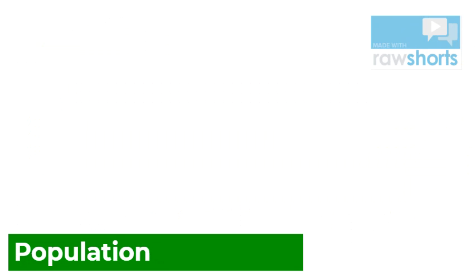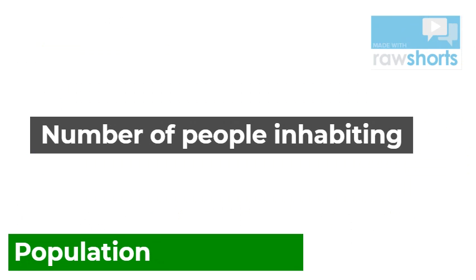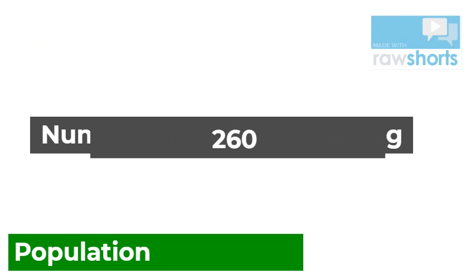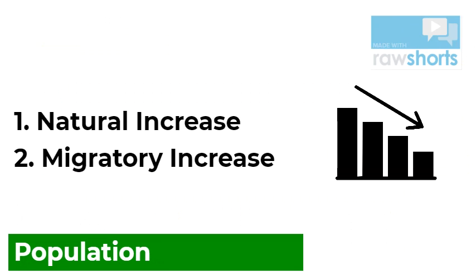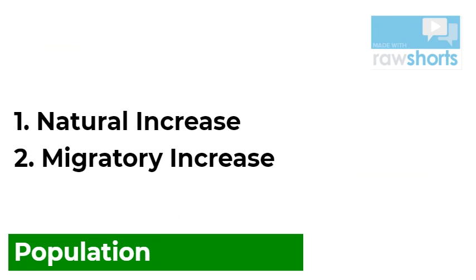Population. Population is known to be the number of people inhabiting an area. Canada consists of more than 260 different ethnic cultures. The increase of population is mainly due to 2 factors, the first being natural increase and the second being migratory increase. The Canadian population has aged, while fertility rate has declined, causing the contribution of natural increase in population to reduce. Natural increase accounts for 1/3 of Canada's population growth, while migratory increase accounts for 2/3 of growth.